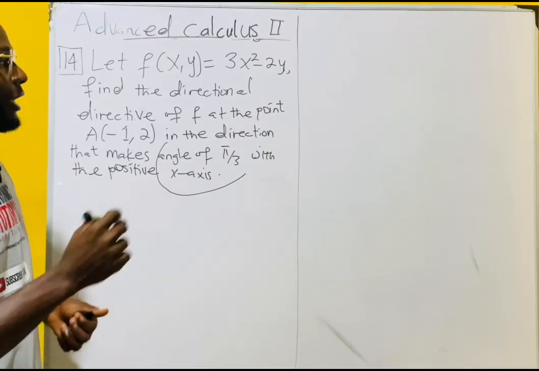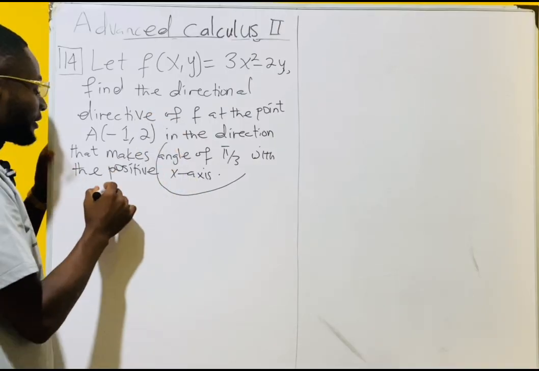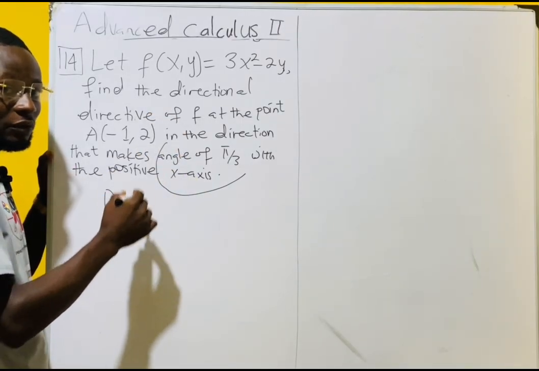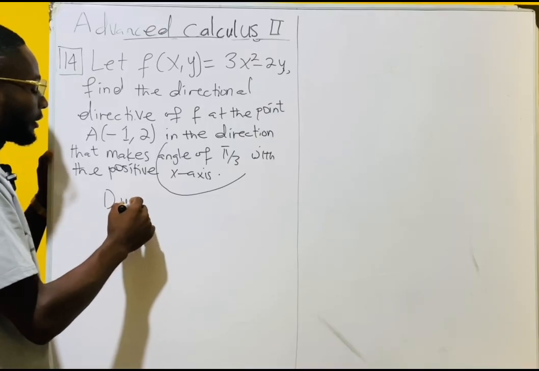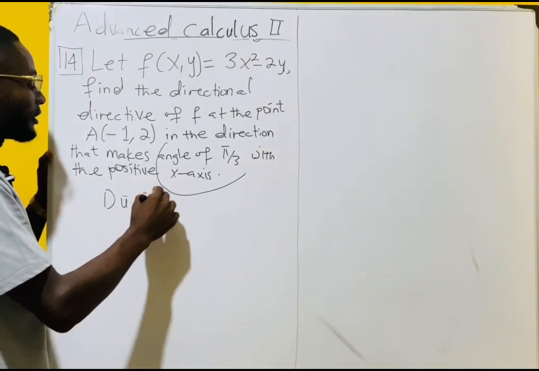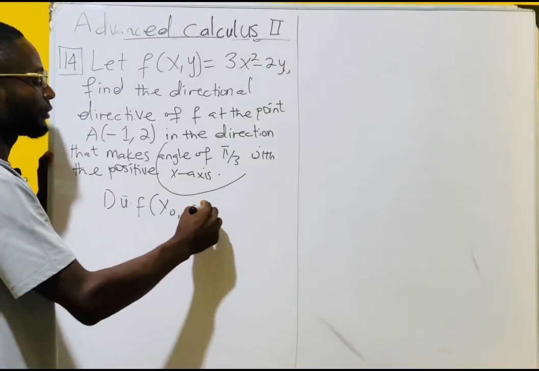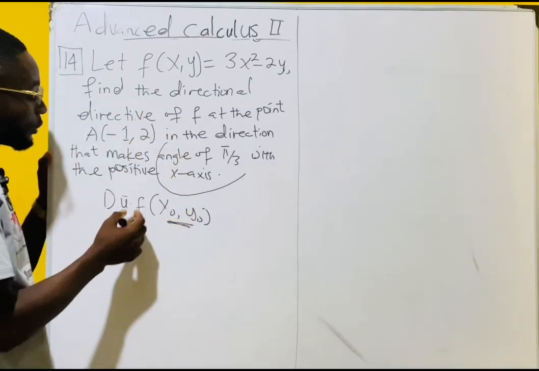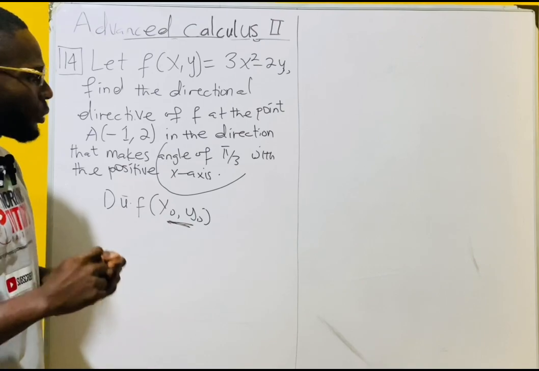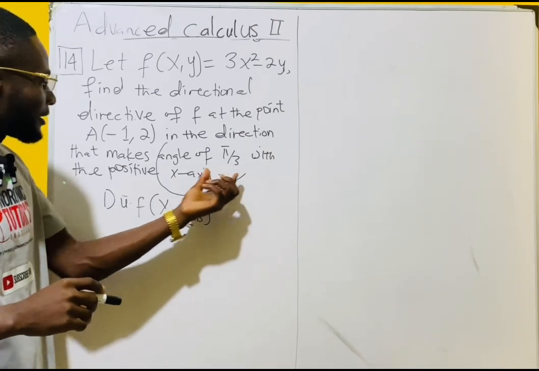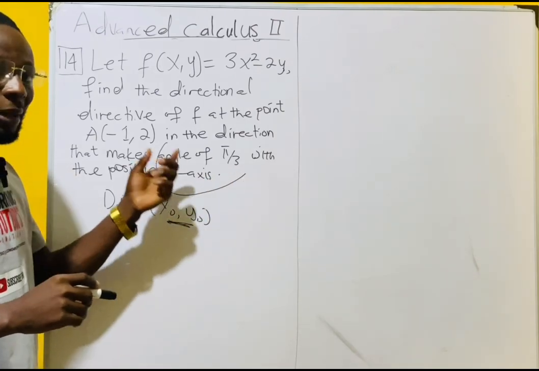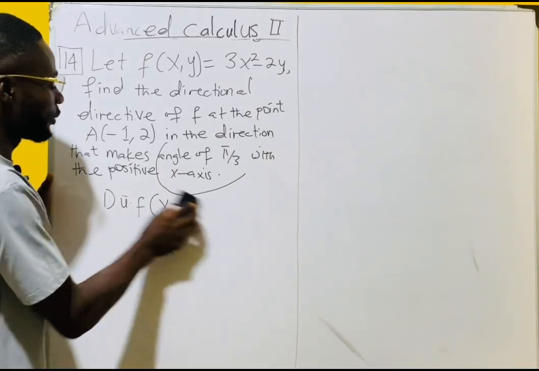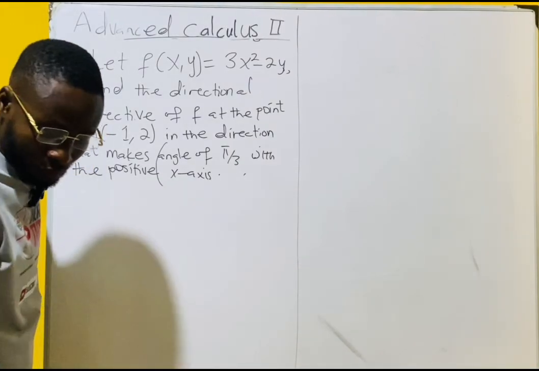So you know that in finding the directional derivative, it is the gradient times the unit vector in the direction of the vector, right? So you have something of this x naught, y naught, which is the point of the gradient, right? So now we have been given this, which makes an angle of pi on 3 with the positive x-axis. So this is what we are going to do.